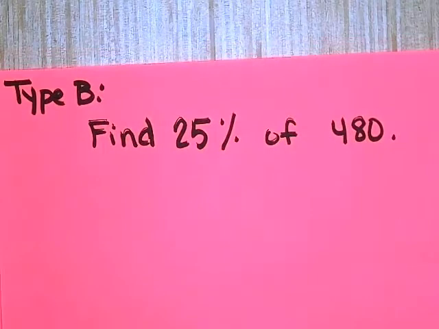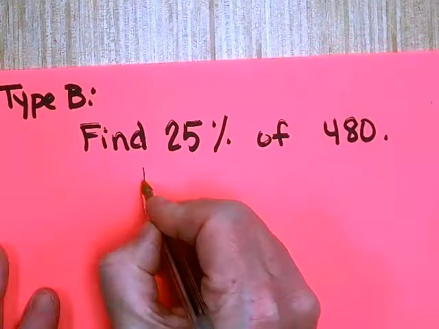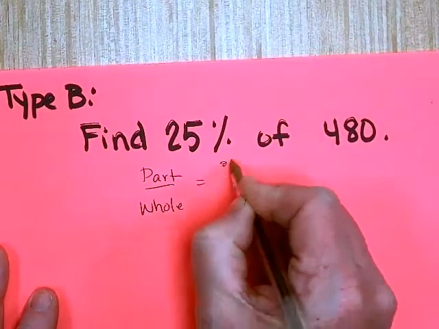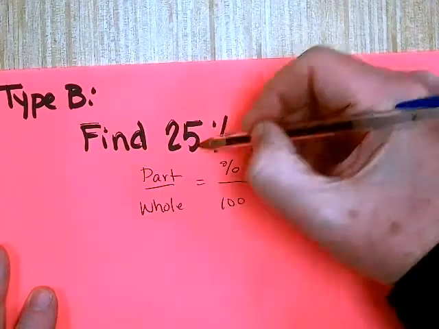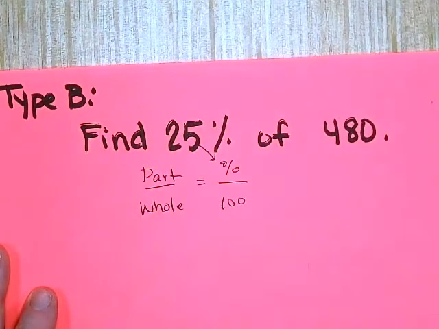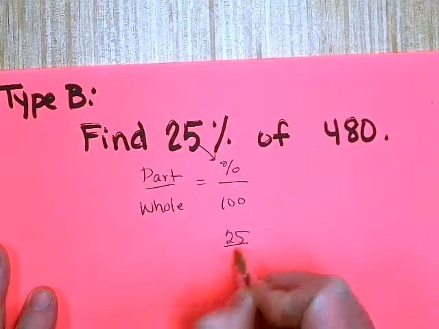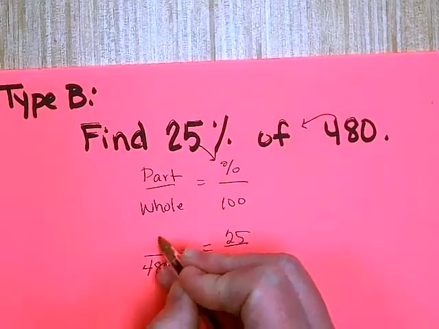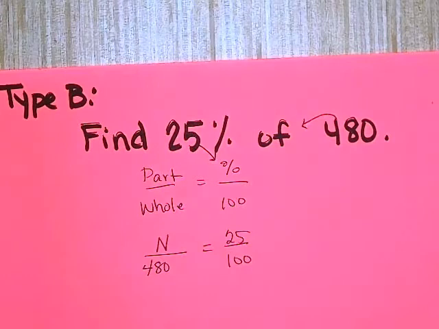Type B. Find 25% of 480. We're going to start this the same way. Part over whole is equal to percent over 100. Now this time they did tell me the percent. The percent is 25. So I'm going to have 25 over 100 equals, and my next job is to figure out, is 480 the part or the whole? Well, remember we say part of the whole, so it comes after the word of. It is the whole.